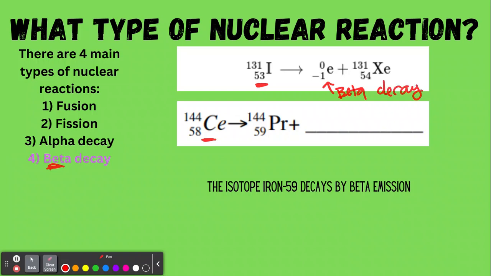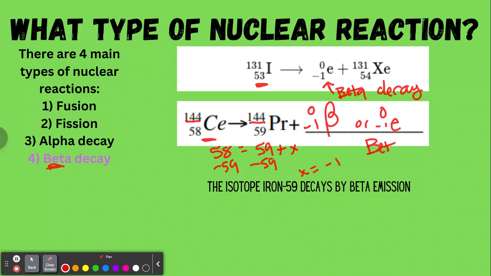So in this case, I can see real easy, if this is 144 and this is 144, this has to be a 0. And if this is 58 and this is 59 plus X, if I subtract 59 from both sides, my X is -1. Well, when I have a 0 over -1, that is beta, or you can write it as 0 over -1 electron. Both of these are beta particles, either one. And so this is a beta decay reaction.